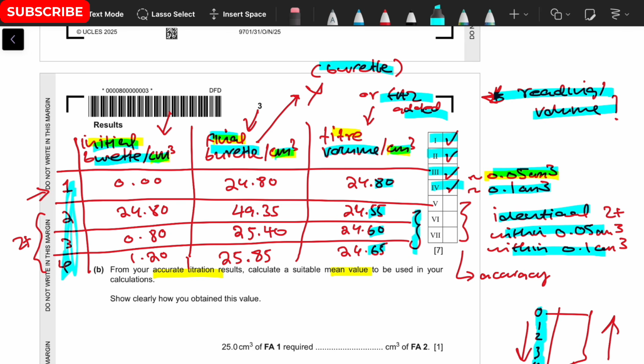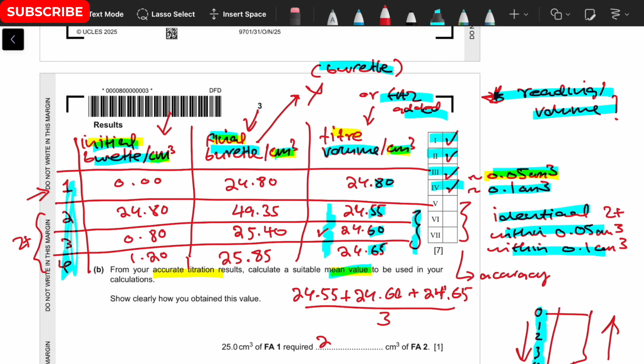Okay, now question B says that from your accurate titration results, find a suitable mean. Like I said, these last three are all within 0.1 centimeters cubed of each other equally. So I'm just going to take the mean of that. To be honest, as you can see, 24.6 is in the middle, so it's the mean value. But really, what this would entail is adding up your values and then dividing by the number of those values. So we end up with 24.60 centimeters cubed. It needs to be to 2 decimal places because that's how accurate a burette is, and you have to show your working out or put ticks near your accurate titers, just an indication as to where you're getting these values from.